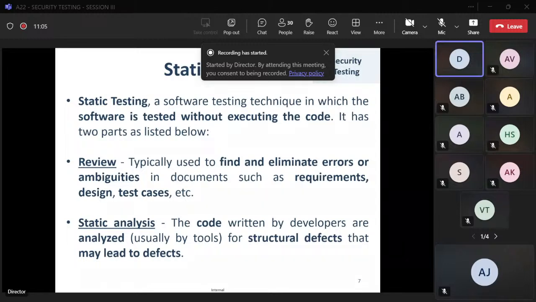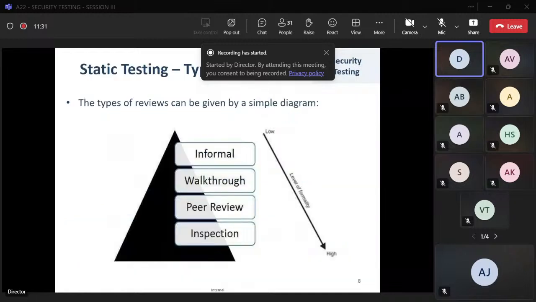In static analysis, the code written by the software developers is analyzed by various tools. We do have manual tools, and we do have automated tools. Basically, they will look for any kind of structural defects that may lead to defects within the developed application program. So static analysis will help you to identify any kind of structural defects.